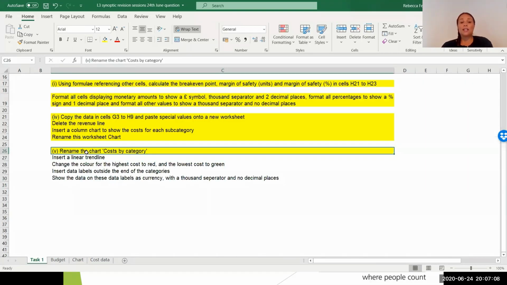Joe, the question it said rename the chart to cost by category. And then for the second part of the question, it says insert a linear trend line. So both of those were a requirement the question did ask you to do.